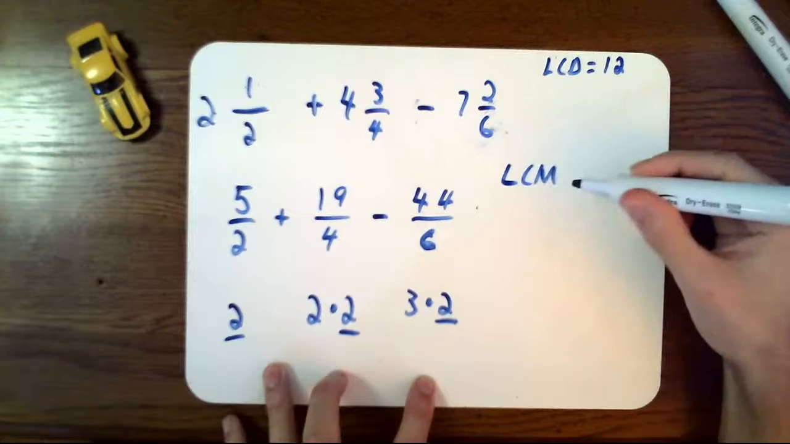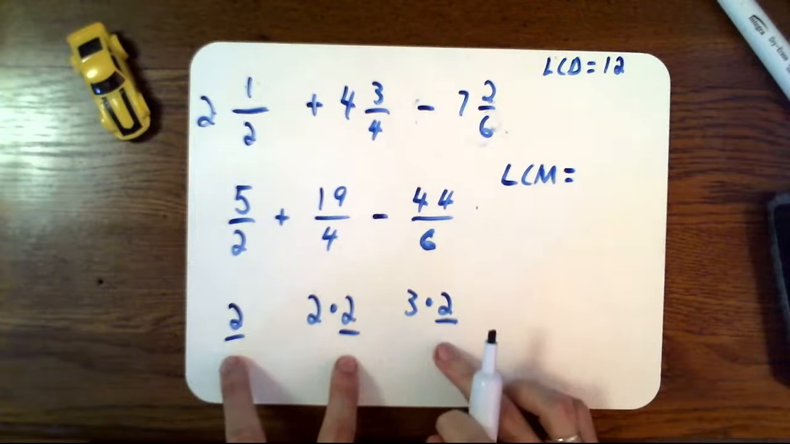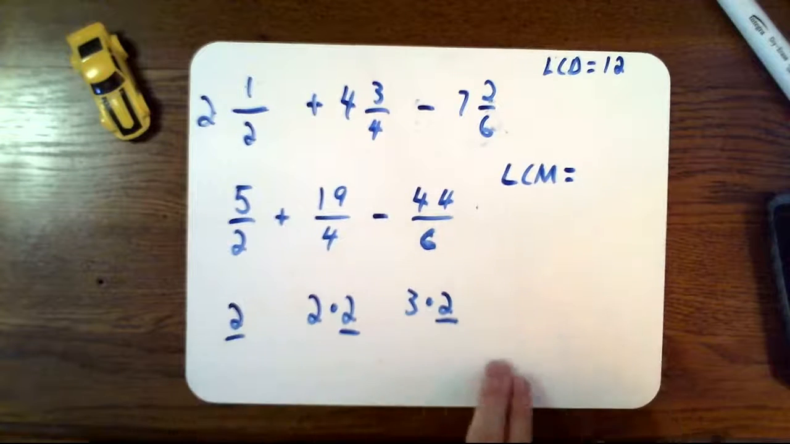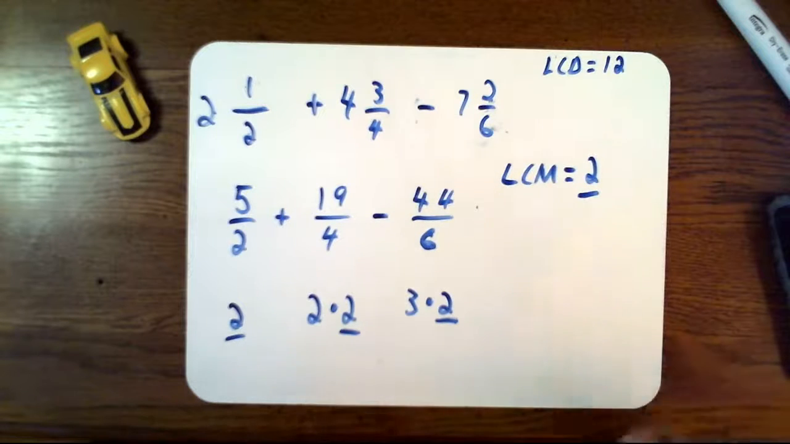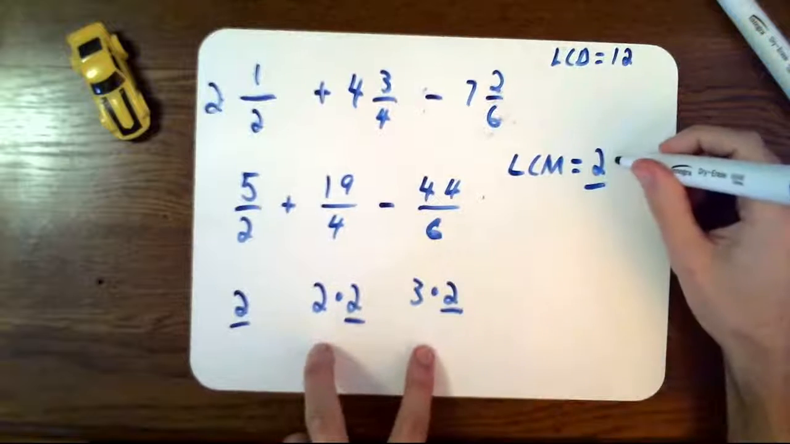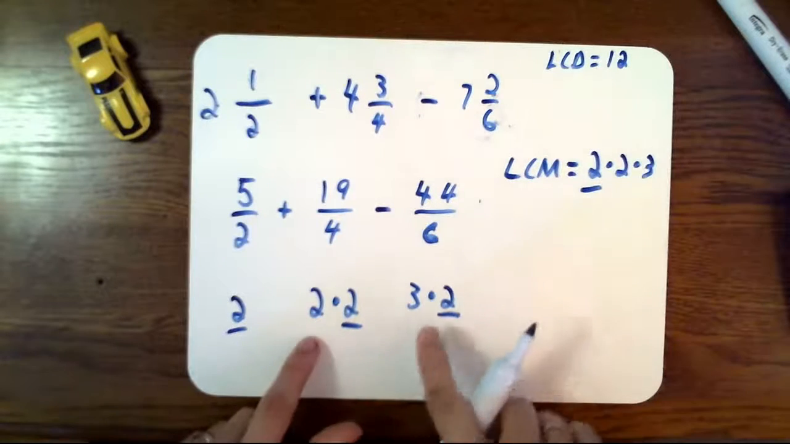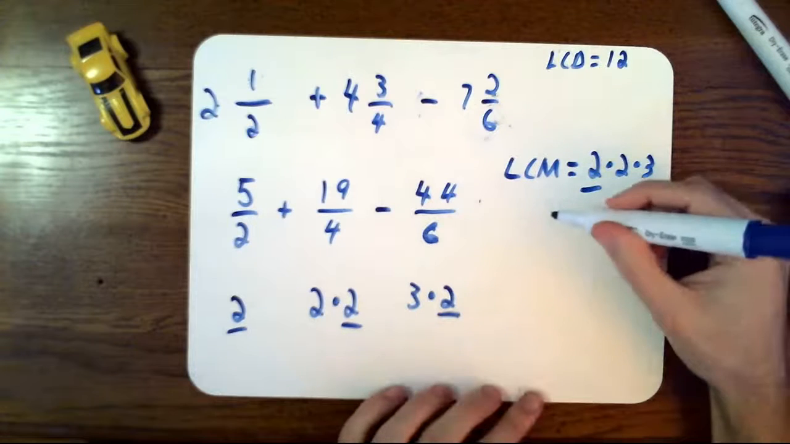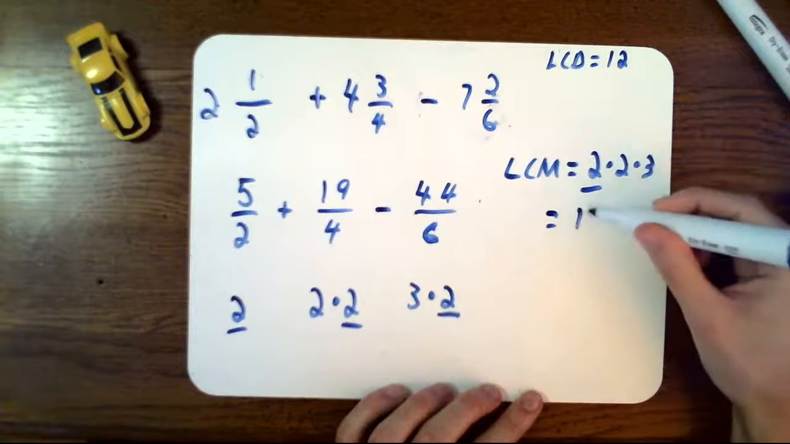So for your LCM or LCD, they all share 2, so you list the 2 once. So that was the common factor. What are the uncommon factors? Times 2 and times 3. So this 2 and this 3 are only going to get written once. And now you can multiply it out. 2 times 2 is 4, times 3 is 12.